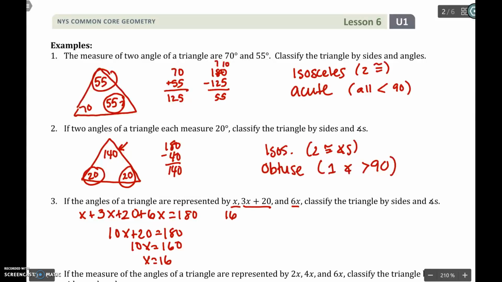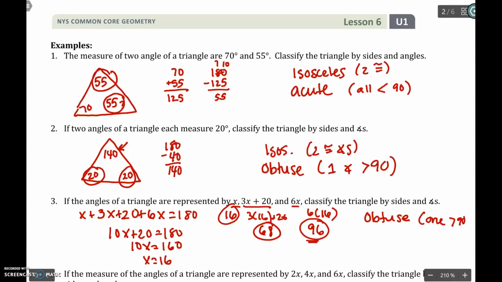You're going to have 16. 3 times 16 plus 20 would be 68, and then 6 times 16 would be 96. So these are your three angle measures. And because we have one that's bigger than 90, it's obtuse. And because all three are different, it is scalene.